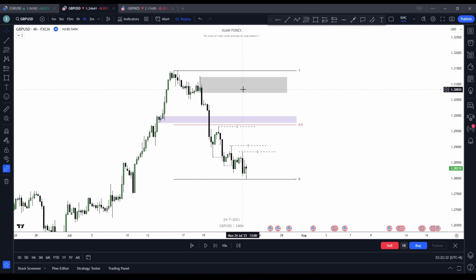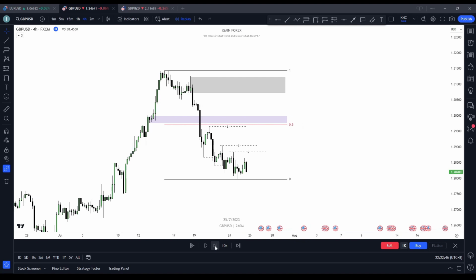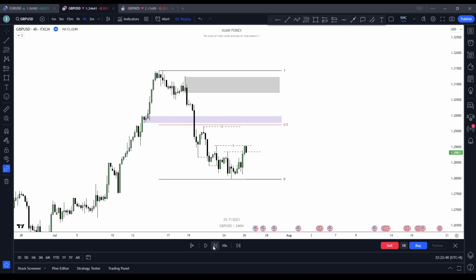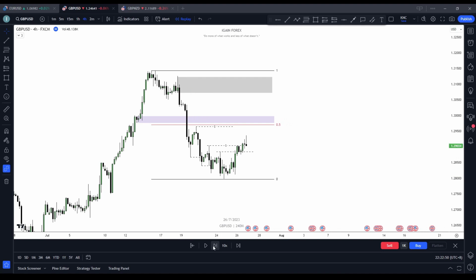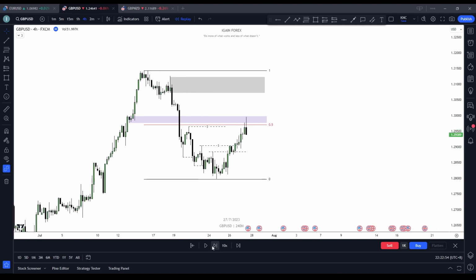So as we can see before on our example in the basic, the price taps this 50%. It did not tap this supply. So let's go ahead and check this one. Okay, so as you can see here, it taps our breaker block here. So let's go on to our next step.